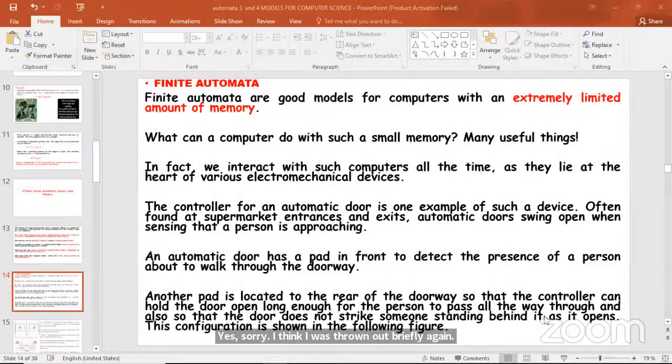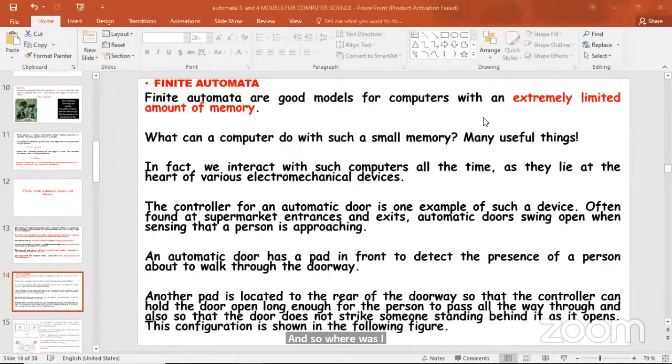Yes, sorry. I think I was thrown out briefly again. Yes, I hope you can still hear me. Can you hear me, please? Oh, okay. Thank you, Kazim. All right, thank you. Olukolatimi and Ani Mashaun Tobiloba. Ude Thomas. All right, thank you all.